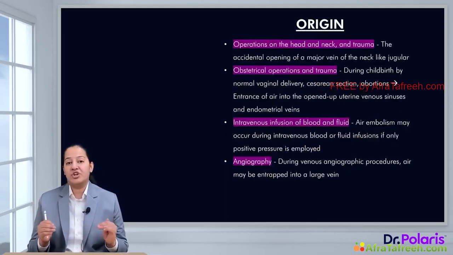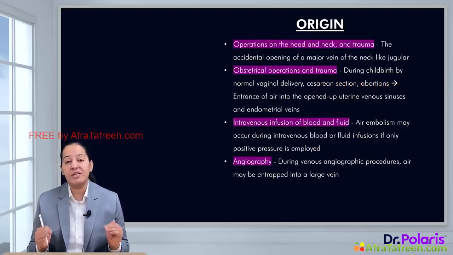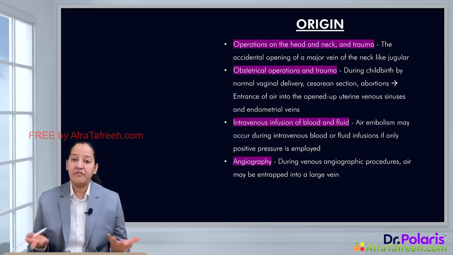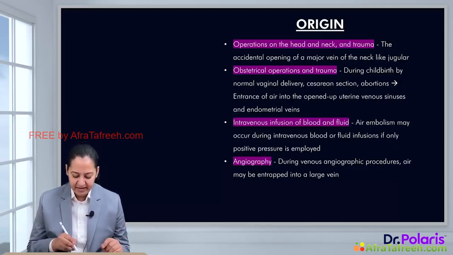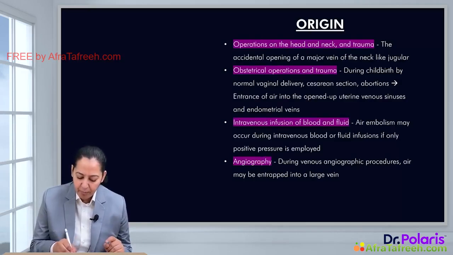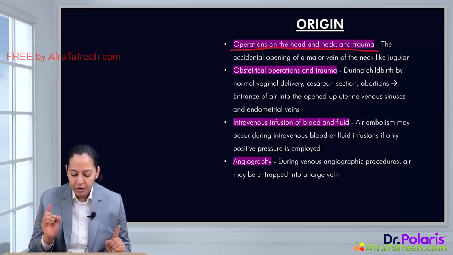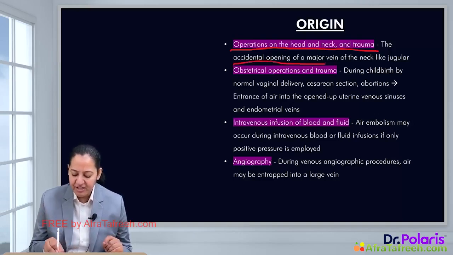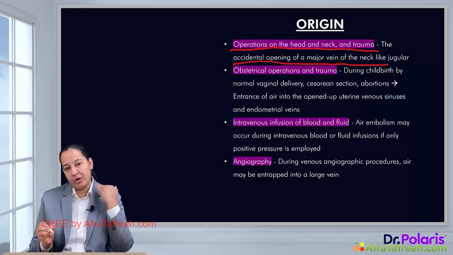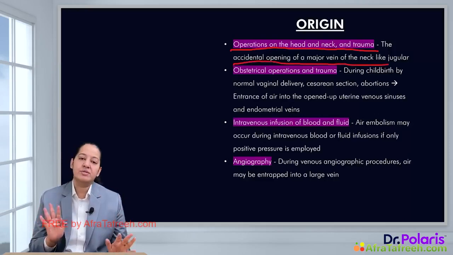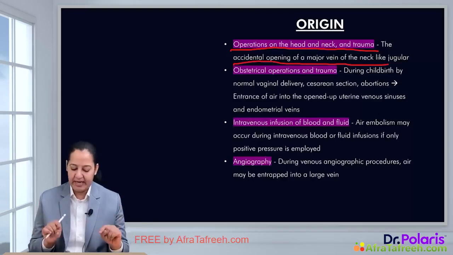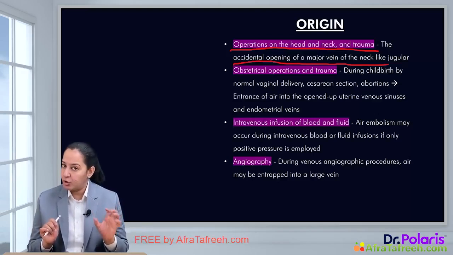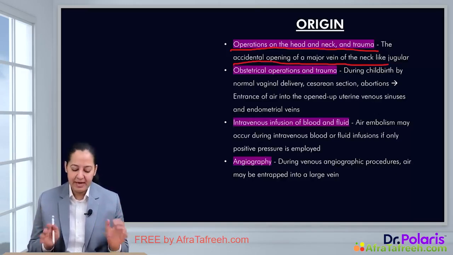So what is the origin? How did air get introduced in circulation? What is the origin of air embolism? There can be various causes. The most important is operation of head, neck and trauma. During the operation of head, neck, there can be accidental opening of a major vein in the neck like the jugular vein, and the atmospheric air gets introduced there. That can produce a bubble in the jugular vein and that can produce air embolism.